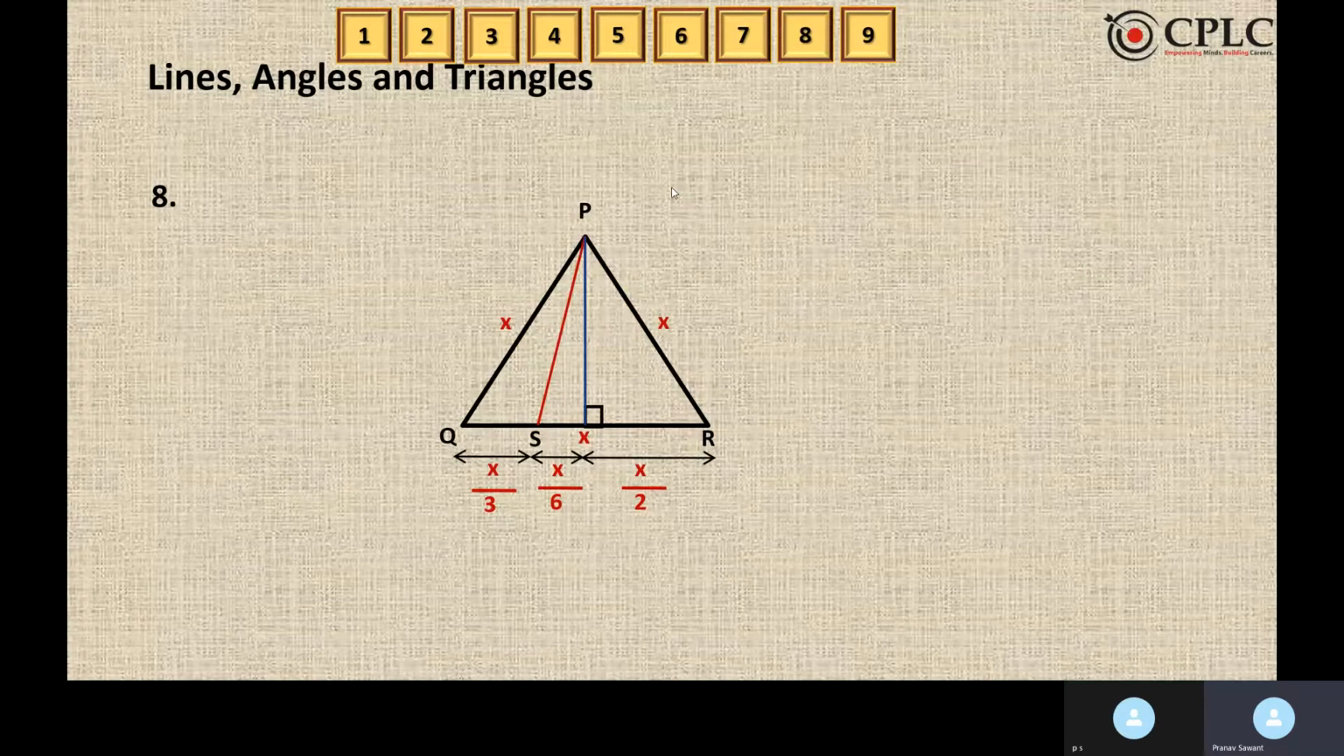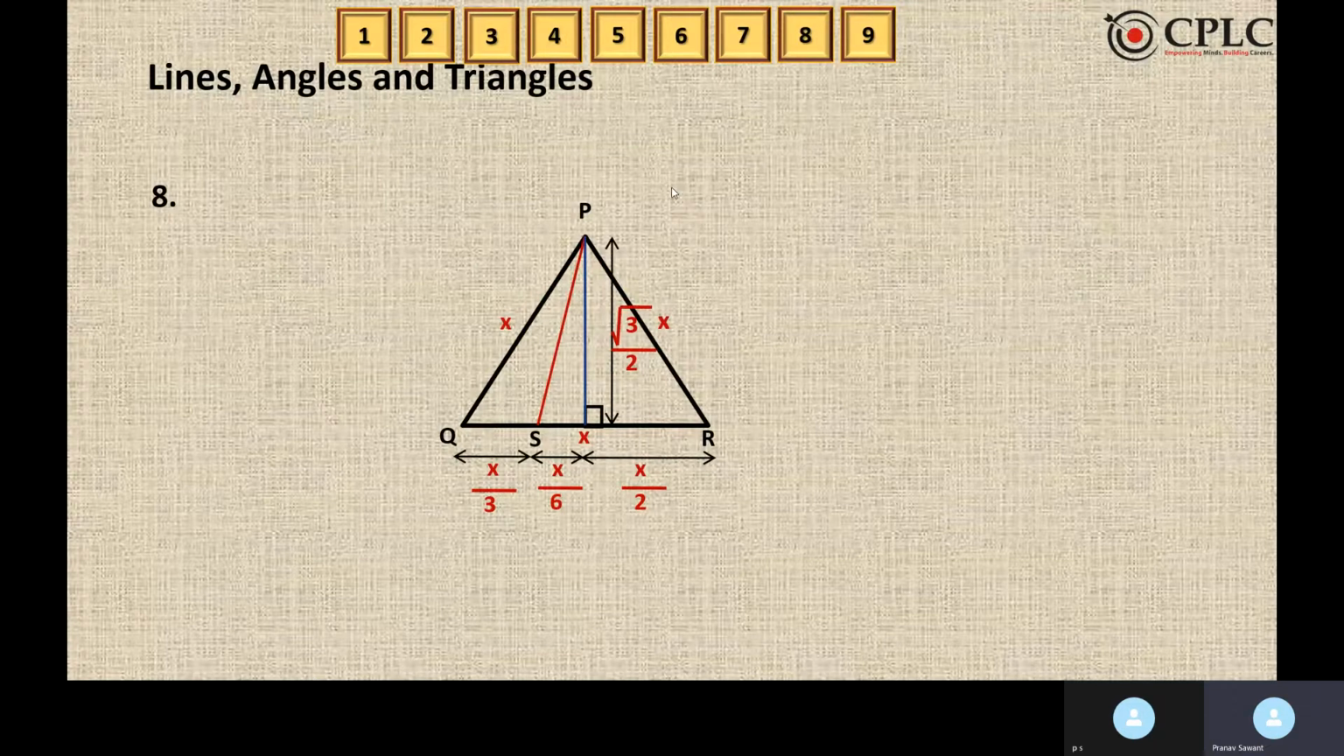Now, in QX, we know that QS is x by 3. So if QS is x by 3, SX is going to be x by 6. You are simply going to subtract x by 2 minus x by 3, and you will get x by 6. And that is the value of the remaining part. The remaining part is SX. So this is the remaining part, so I'll fill it up by doing x by 2 minus x by 3. That is going to give me x by 6.